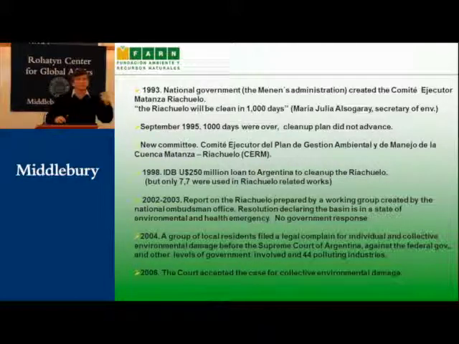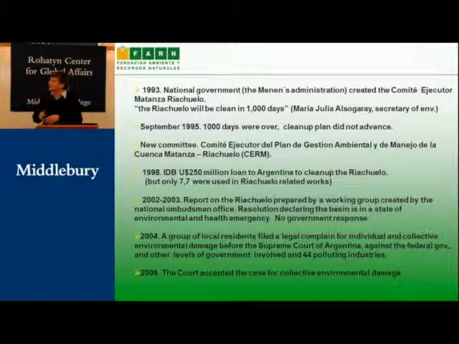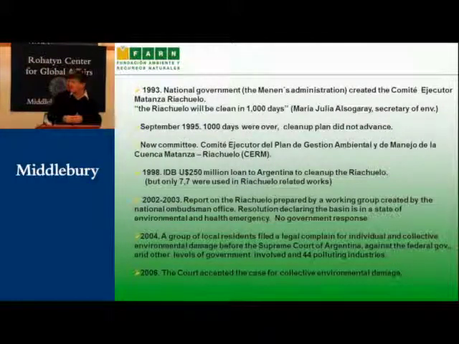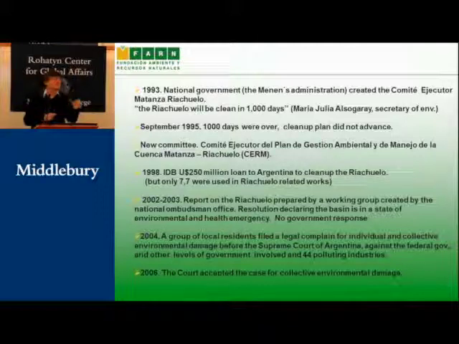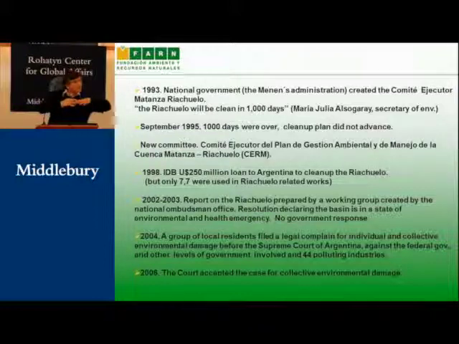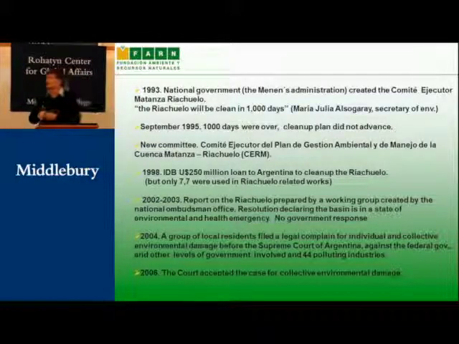So the government created a new committee, the Comité Ejecutor del Plan de Gestión Ambiental de la Cuenca Matanza-Riachuelo. This time they got money. In 1998, the Inter-American Development Bank gave a loan to Argentina, a $250 million loan to clean up the Riachuelo. Only $7.7 million of that loan were used. So you have this situation of political inertia, okay? Everybody knew that there was something that had to be done, but the agenda didn't change.